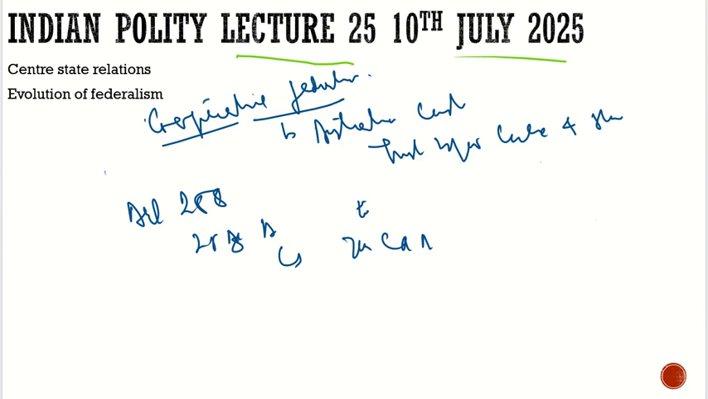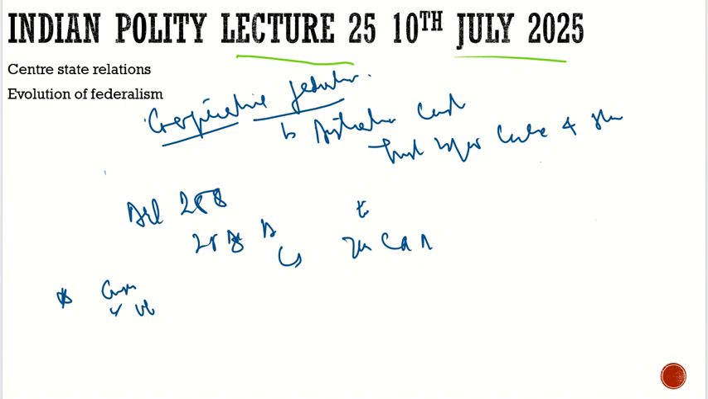For example, there are talks that the census would be conducted from 2026 onwards. Census comes under which list? It comes under the union list. So it is the duty of the center to conduct the census. But would it be easy for the center to conduct the census on its own, without the cooperation of the states, throughout India? No, practically it would not be easy.